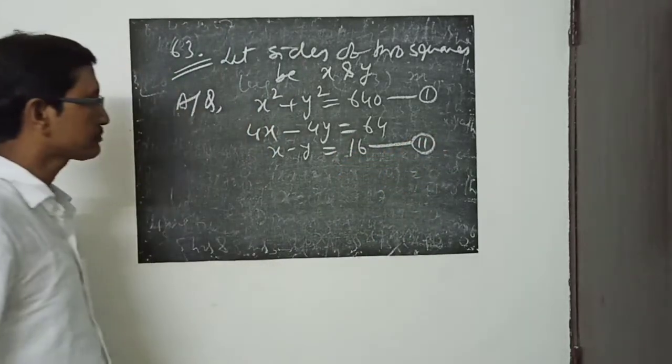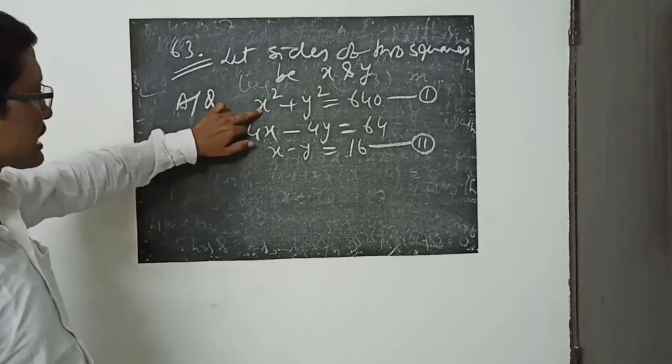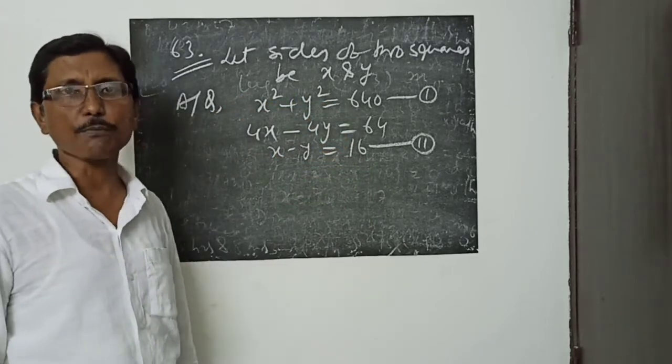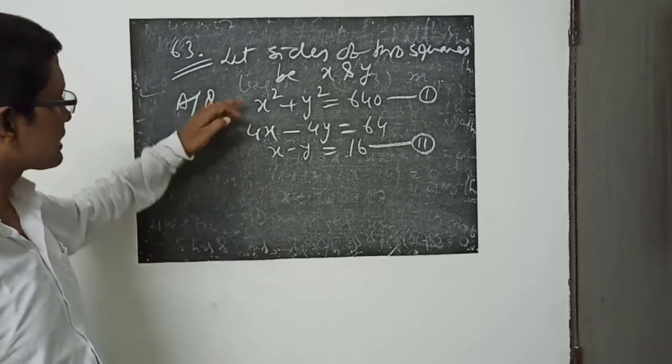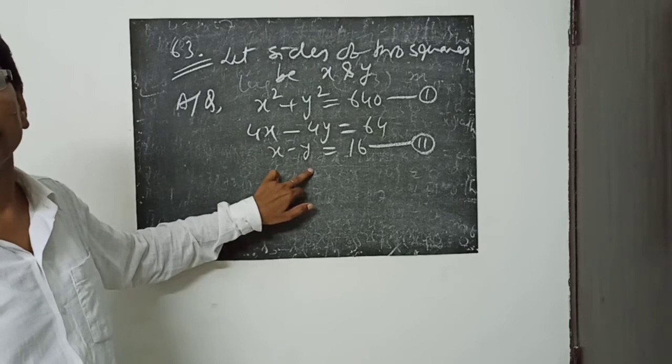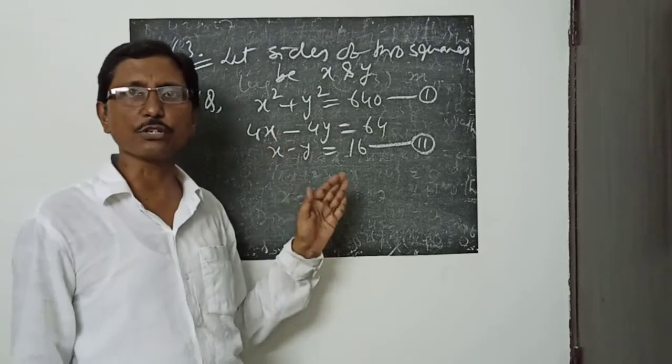Second equation. Now this is x square plus y square equal to 640, and x minus y equal to 16. You have to solve and get the values. What is it? One is a quadratic equation, another one is a linear equation. Two unknowns, that means you will have two equations.